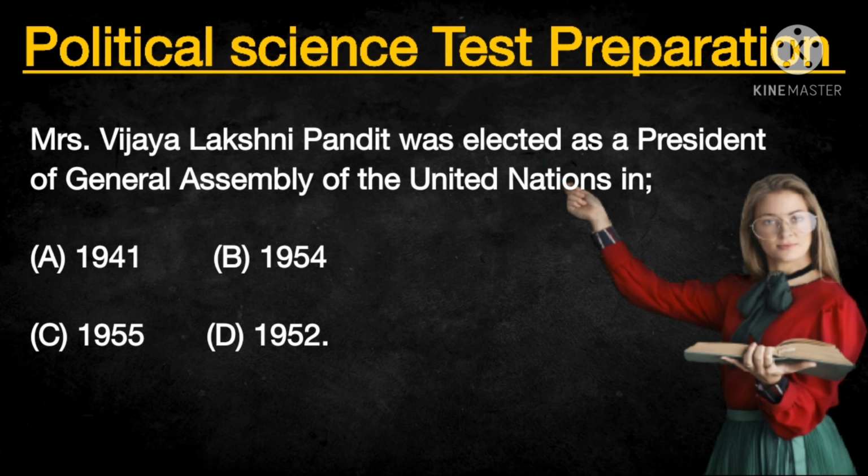Question: Mrs. Vijaya Lakshmi Pandit was elected as a President of General Assembly of the United Nations in A. 1941, B. 1954, C. 1955, D. 1952. Its correct answer option A, 1941.